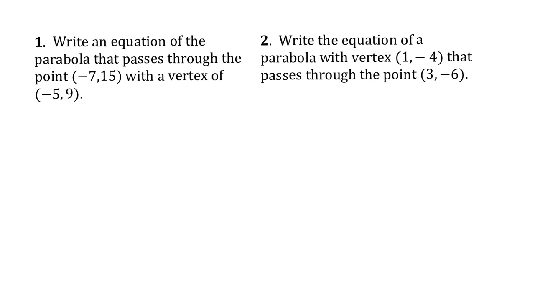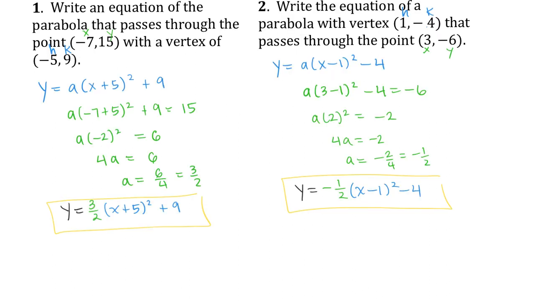Unpause when you're ready to check your answer. Okay, sorry about the fractions. But for number 1, I got a is 6 over 4, and I did simplify that to 3 halves, divided 2 on the top and bottom. So y equals 3 halves, parentheses x plus 5, squared plus 9.